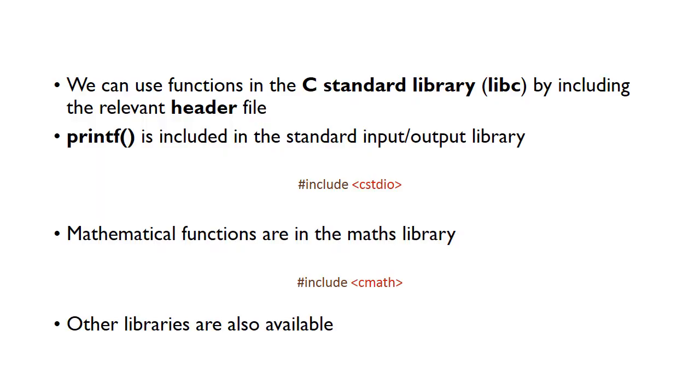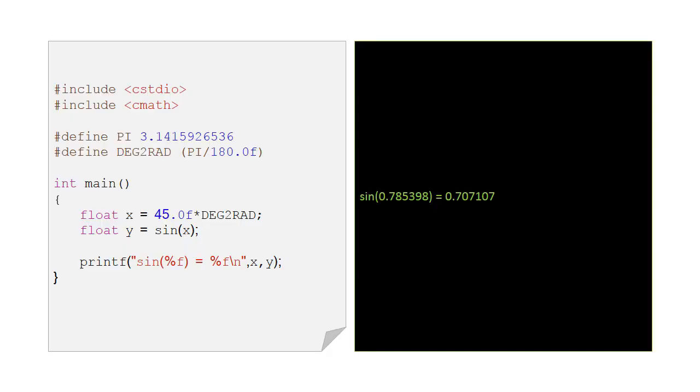So as well as writing our own functions, we can also use functions that are part of the C standard library. We do that by including the relevant header file. So we've already seen, we know printf is essentially a function that's part of this standard library. What's included in stdio, the standard input-output library. There's lots of mathematical functions, sine, cos, tan, exponential and so on. And these are in the cmath library. And there's also other libraries that are available, so you can find reference to these online. There's various websites you can find.